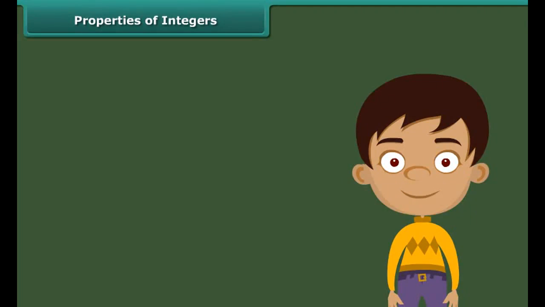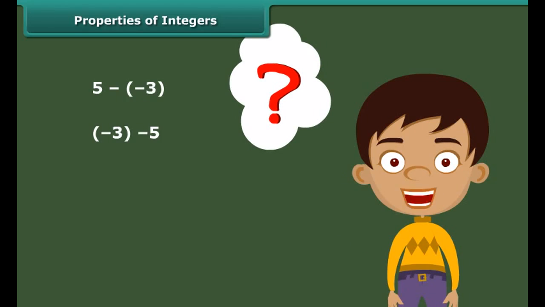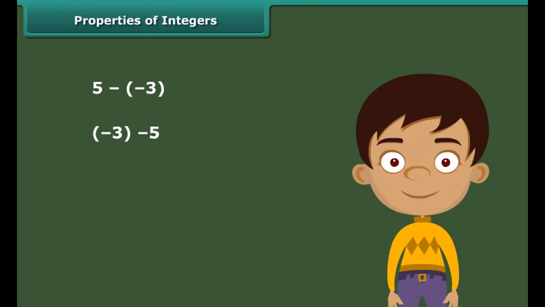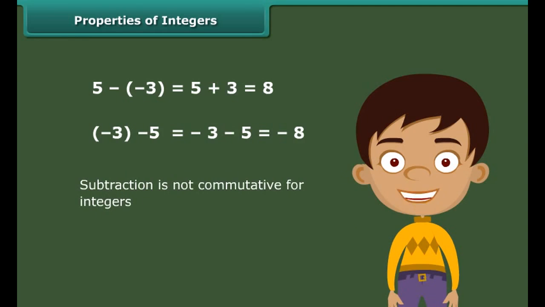In general, for any two integers a and b, we can say a plus b is equal to b plus a. Students, is 5 minus (minus 3) the same as minus 3 minus 5? No, because 5 minus (minus 3) is equal to 5 plus 3, which equals 8. And minus 3 minus 5 equals minus 8. Hence, we can say that subtraction is not commutative for integers.